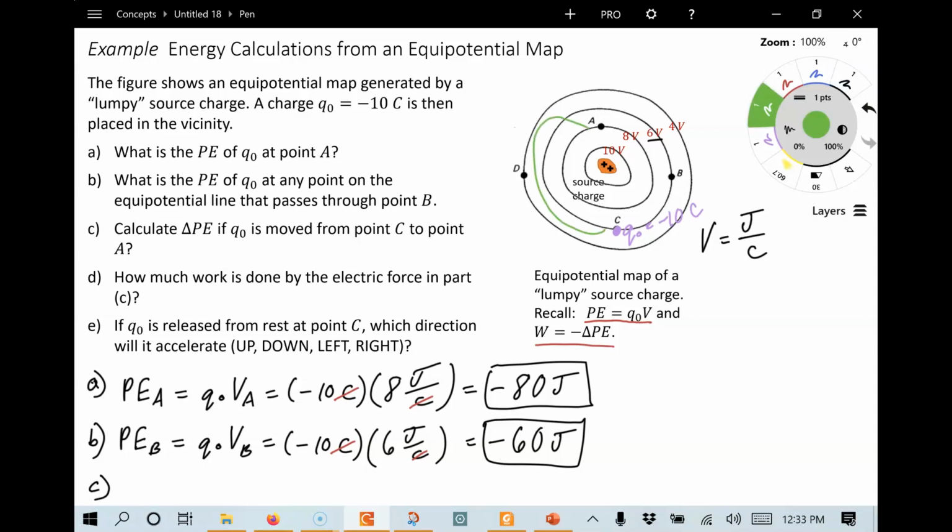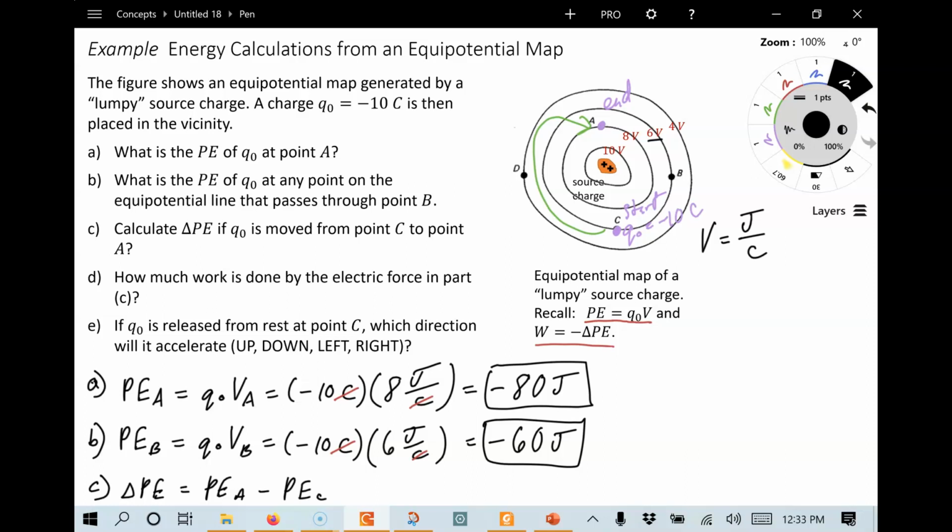Doesn't really matter how we do it, but it's going to end at point A. It's going to start here. All we care about is the start and end points because we're calculating a change in the electric potential energy. And so we start at C, end at A. A is final, so it's going to be PE_A minus PE_C.